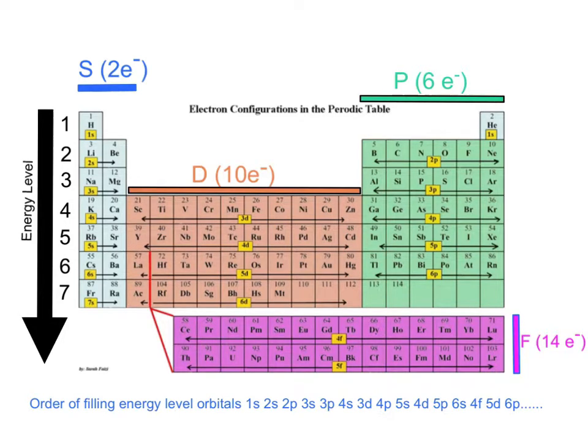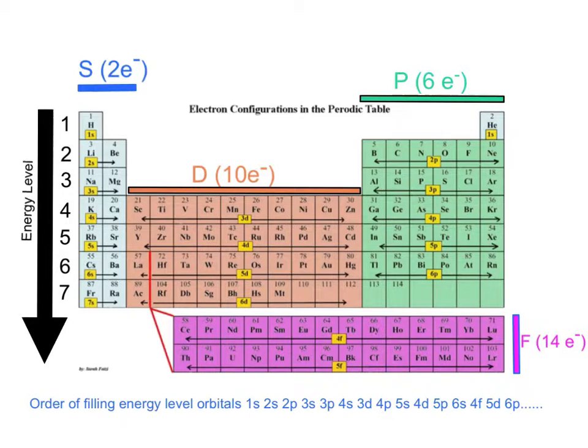This periodic table is set up to hopefully help you understand how we fill the electrons and write proper electron configurations. So what I've done is I've broken the periodic table down into colors that represent the sublevels in each energy level. So for example, let's look at the sublevel S.